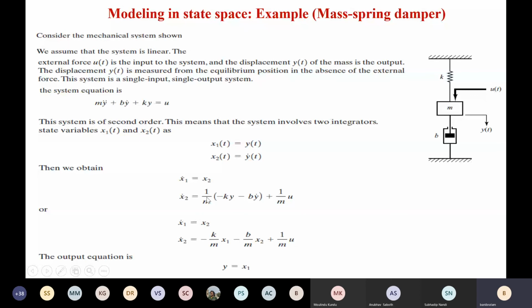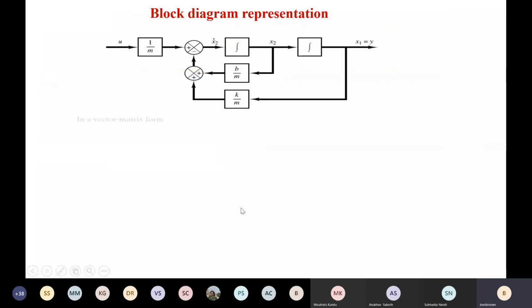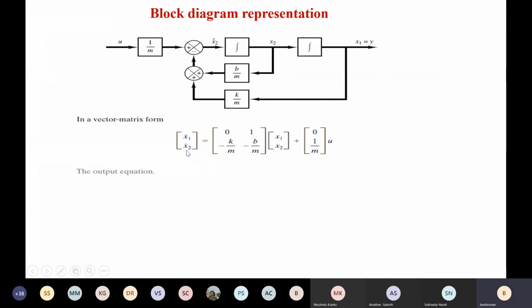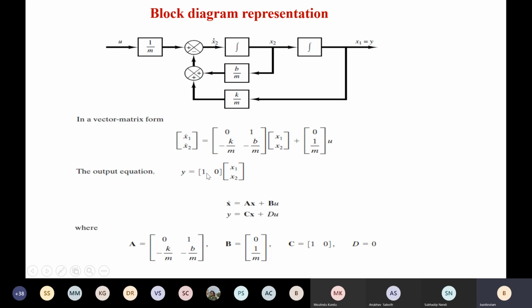And equation 2 will be represented by x2 dot. So x2 dot equals, for that the coefficients will be minus k by m, minus b by m, times x1 x2, and here you will have 1 by m. And this will be your output equation, y equals C into x, where C is one simple row vector, 1 0, times x1 x2.